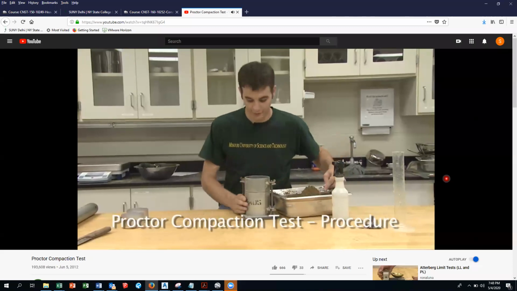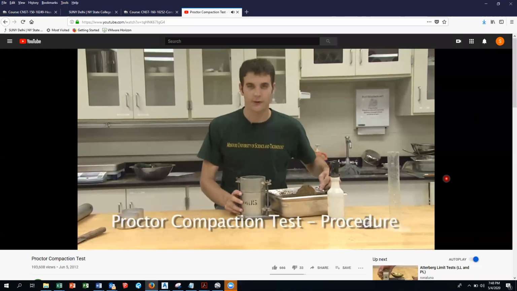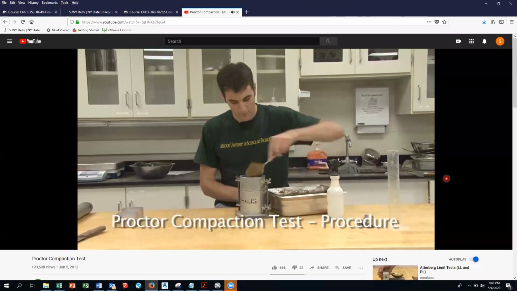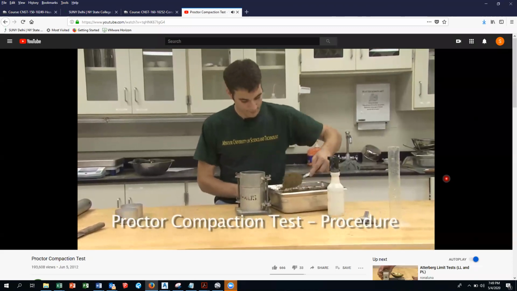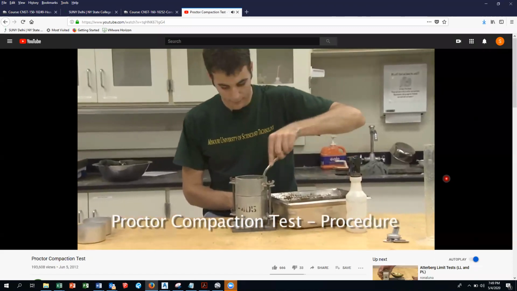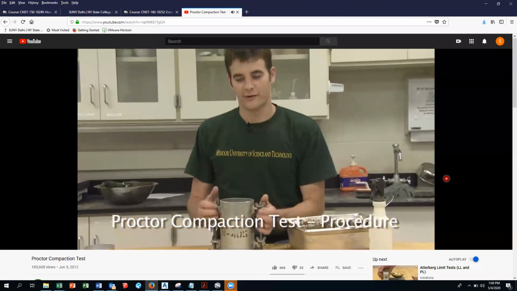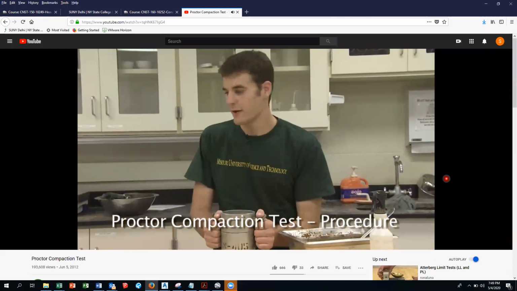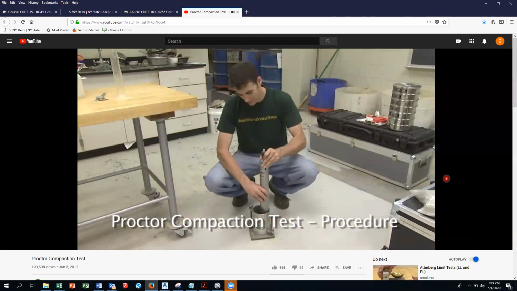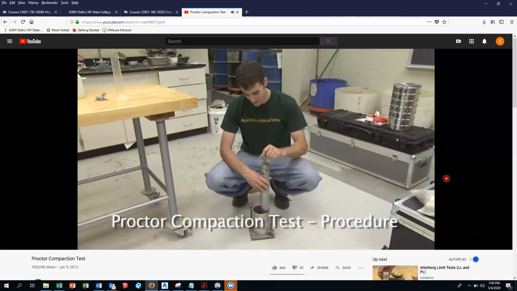Spoon enough soil into the mold that when compacted, the soil will fill approximately 1/3 of the height of the mold. Now you want to place the mold on a hard surface such as a concrete floor and compact with the Proctor hammer. Compact the soil using the standard Proctor hammer. Use 25 blows spaced evenly throughout the layer for proper compaction.